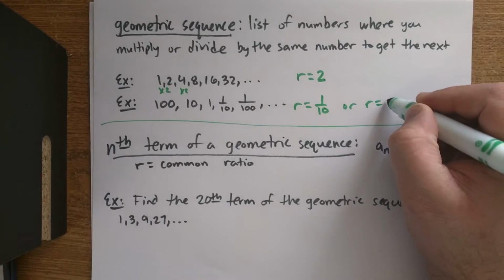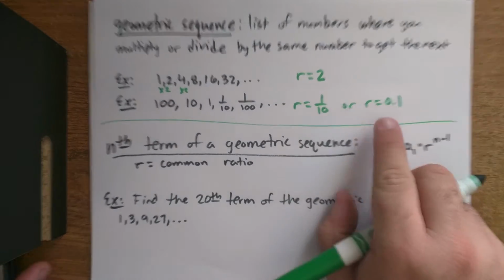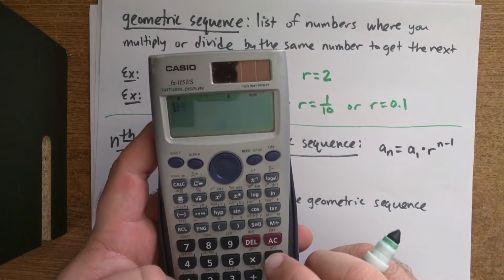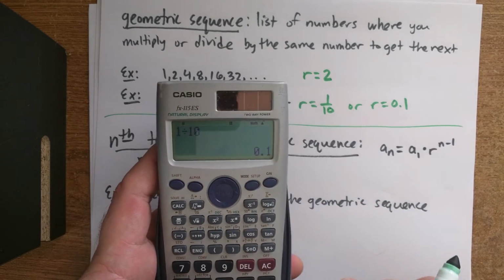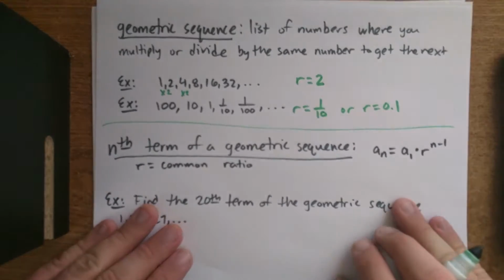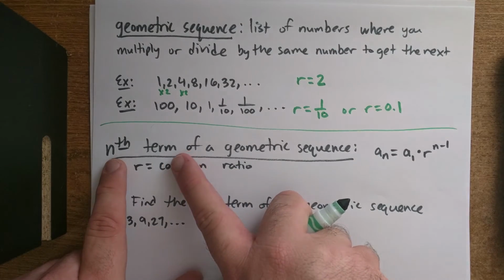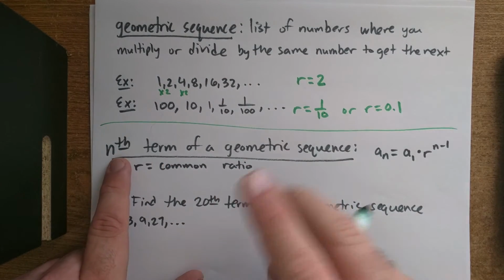Or you could say R equals 0.1. And how do I get 0.1? I did 1 divided by 10. And that's 0.1.